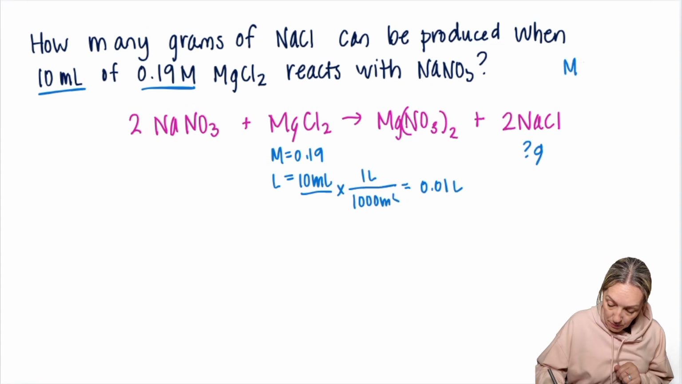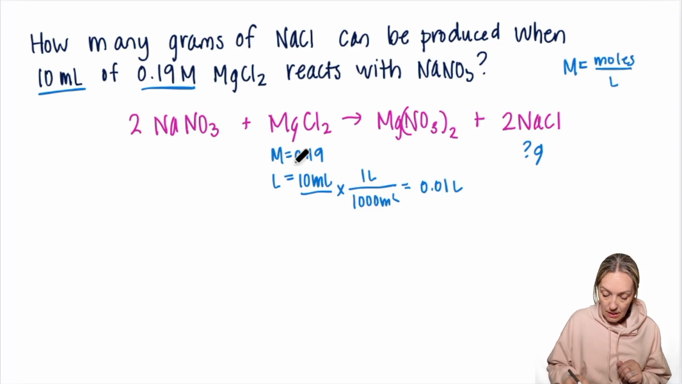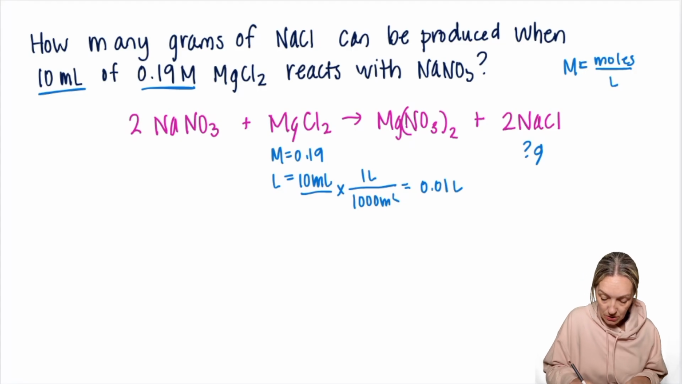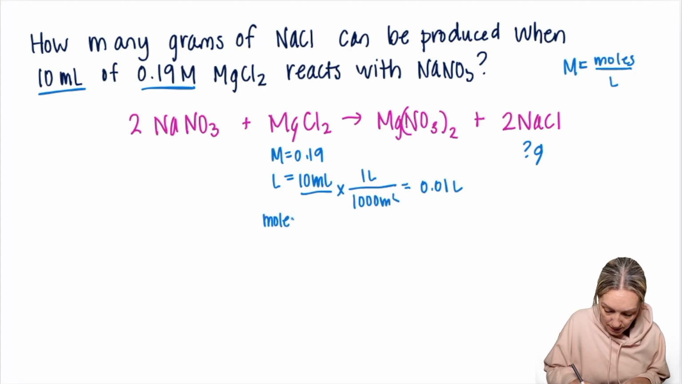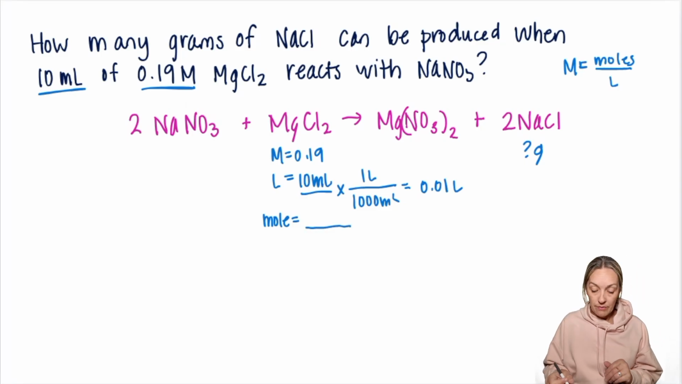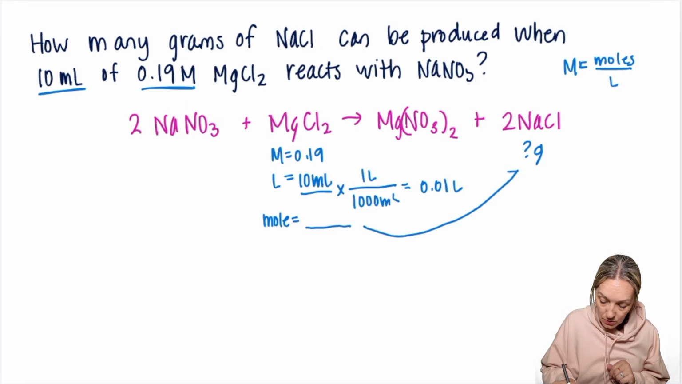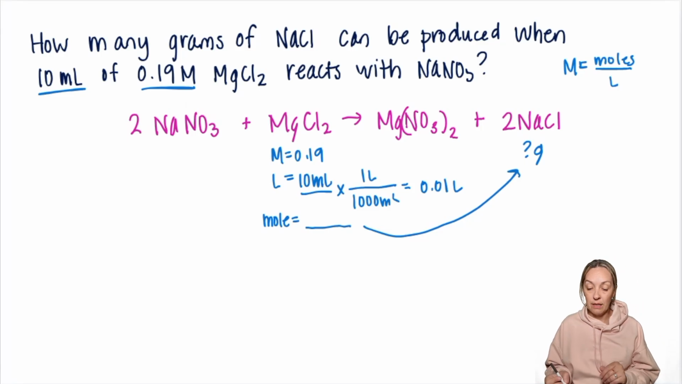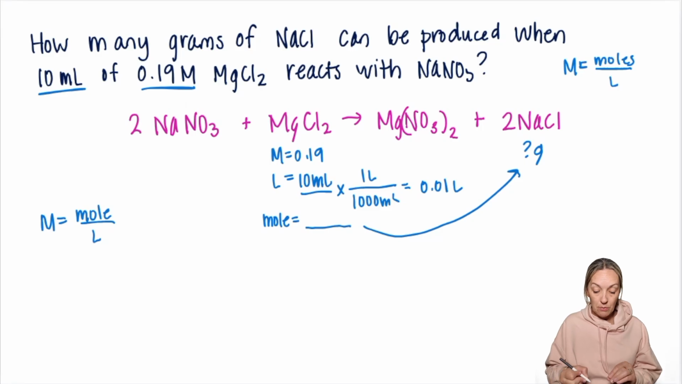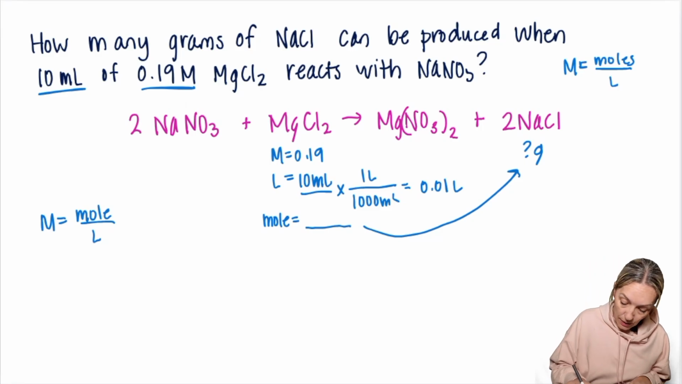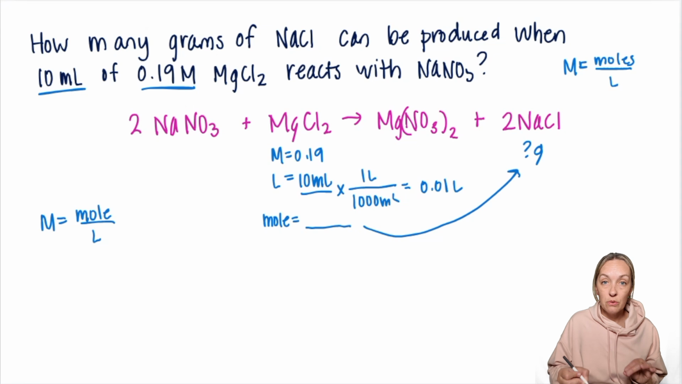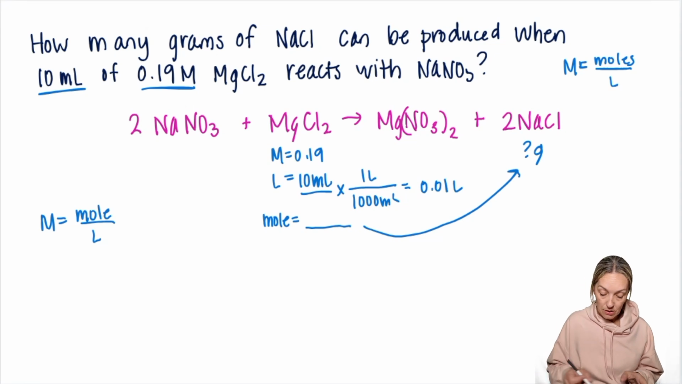I know that molarity is equal to moles over liters. I have the molarity and the liters of my MgCl2, so I can use this information to calculate my moles. Once I have my moles of MgCl2, I can then use my mole ratio in order to find my grams of NaCl. My molarity is equal to my moles over my liters, so I'm going to start with the MgCl2 since I know 2 out of the 3 variables. I can solve for the third.